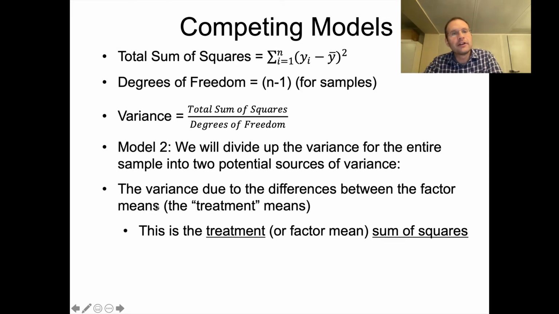So we have, on the one hand, the variance due to the differences between the factor means, or what is called the treatment means in ANOVA terminology. And we're going to call that the treatment sum of squares. Basically, for each of the different levels in our independent factor, the mean value of y might change. And we're going to calculate how much variance we can account for due to those factor changes. And we'll call that the treatment sum of squares.